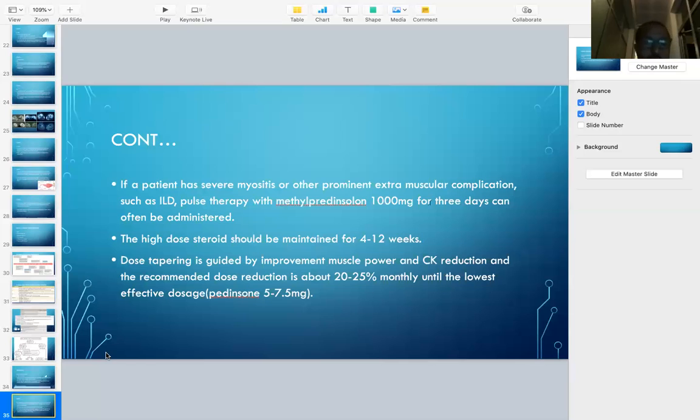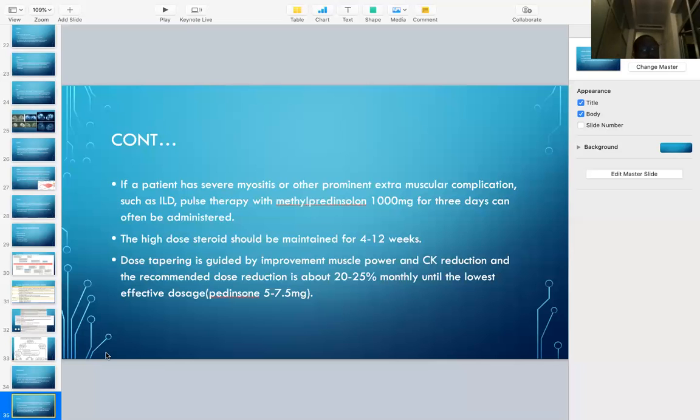If patients have severe myositis or other prominent extramuscular complications such as ILD, pulse therapy for 3 days has to be considered. The severe manifestations are patients who have dysphagia, patients who have ILD, and patients with a power of 2 or 1, who are considered as severe disease, and this group of patients needs pulse therapy. In addition to pulse therapy, you may need triple therapy: in addition to immunosuppressant, immunoglobulin has to be considered in this group of patients.